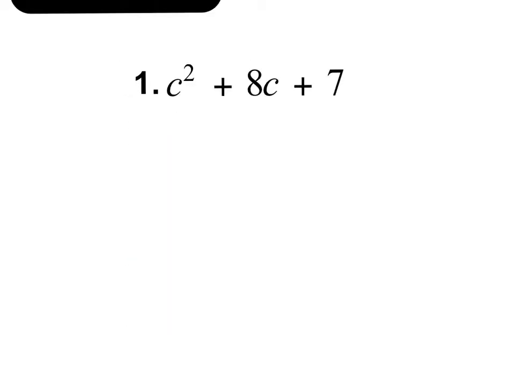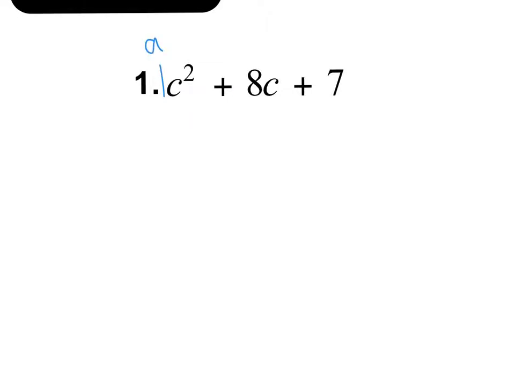All right, guys. So let's look at number 1. Okay, so let's first identify our values a, b, and c. What's my a value? It's not c to the second. I know it may seem like it, but remember our a, b, and c values have to be numbers. What is it? 1. It is my coefficient in front of my c squared.